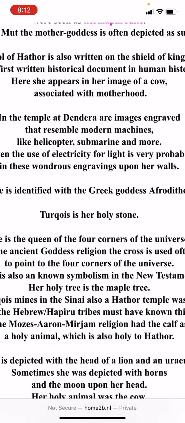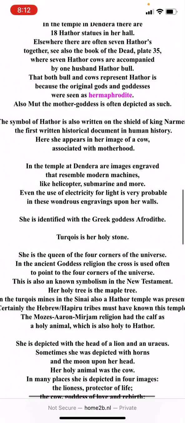We're going to only read one sentence, and we're going to dive deep into it. She is the queen of the four corners of the universe. As a matter of fact, let's read more. In the ancient goddess religion, the cross is used often to point to the four corners of the universe. This is also a known symbol in the New Testament.